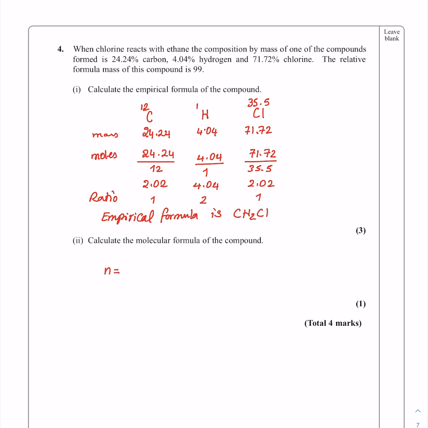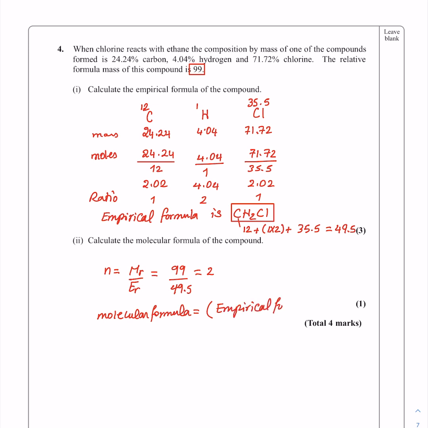Calculate the molecular formula of this compound. يعني عشان نطلع الموليكولار formula محتاجين ال number of repeating formula units اللي هو ال N ودي is equal to MR over ER. ال MR is given 99 في المسألة اهي 99 واحنا بنحسب ال ER من ال empirical formula. فالكربون 12 والهيدروجين 1 by 2 والكلورين 35.5 يطلع كل ده على بعضه 49.5. 99 over 49.5 give you 2. يبقى ده معناه ان الموليكولار formula is equal to empirical formula all n. الامبيريكال formula اللي احنا مطلعينها CH2Cl والN اللي احنا مطلعينها 2 يبقى الموليكولار formula C2H4Cl2. ده question 4.